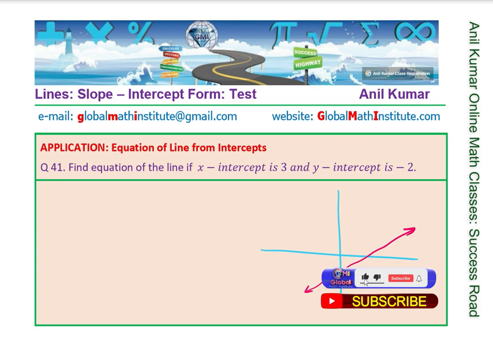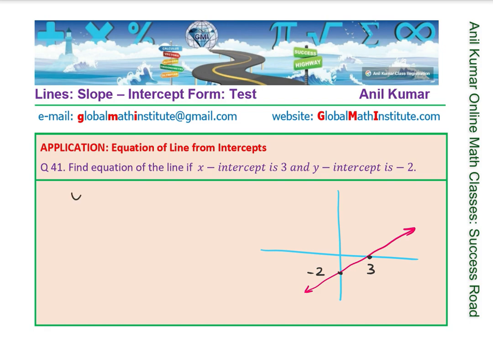Where the x-intercept is given to us as 3, right? And the y-intercept is minus 2. You have to write down the equation of the line in the form y equals mx plus b, correct? The slope here is rise over run, right? Rise of 2 and run of 3.